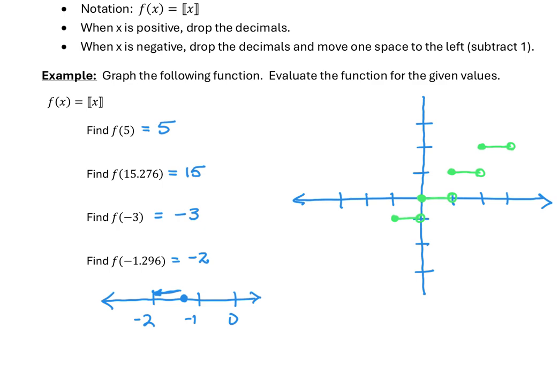We go down to the next one. Negative 2 is an integer. It is equal to negative 2. And everything to the right of it and strictly less than negative 1 will be on this level. And finally, our last piece, negative 3 is an integer. We have our closed circle there. And everything to the right of it, excluding negative 2, will be at this step.